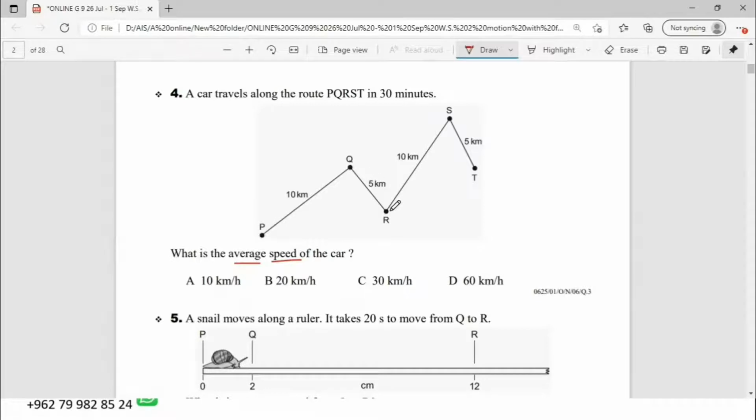From P to Q to R to S to T, it traveled 5 kilometers in half an hour. What is the average speed? Send me the answer on the chat or on WhatsApp, but I prefer the chat.